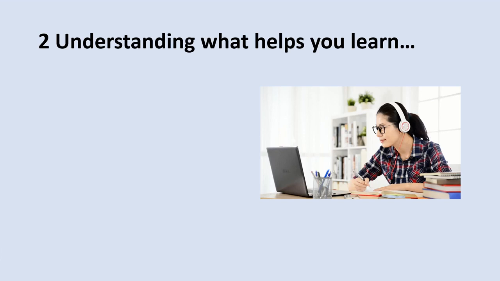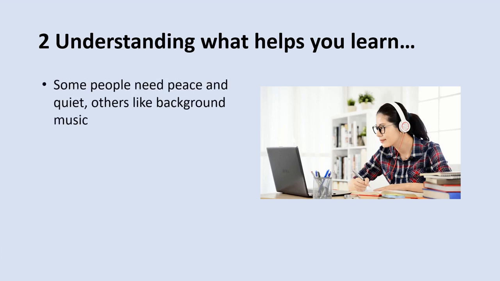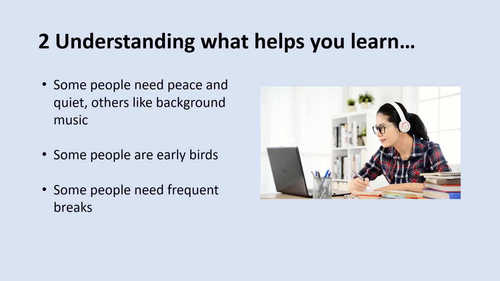The second tip, understanding what helps you learn. The process of learning is different for everyone. Some people need peace and quiet. Others need to have background music playing. Some people have more energy and are able to focus in the evening, and others are early birds. While many people are able to work on a task for longer stretches of time, others need to take frequent breaks. The key to your success comes in understanding what elements of the learning process matter to you.